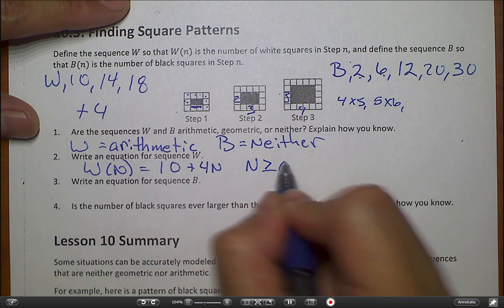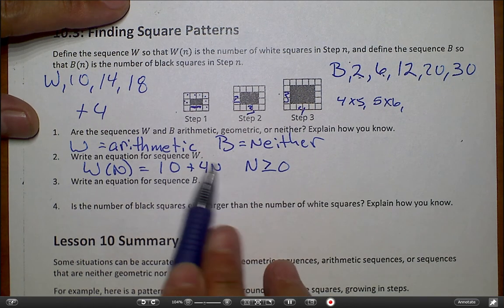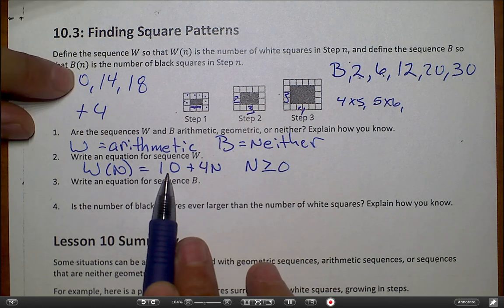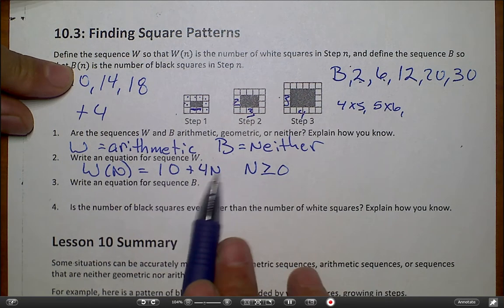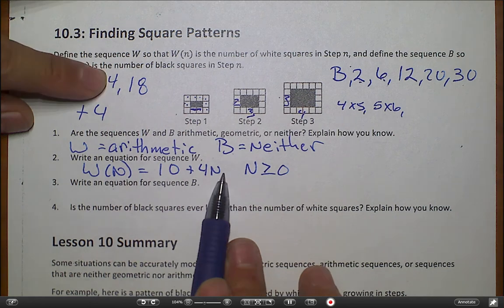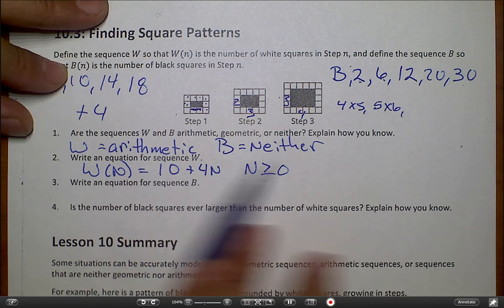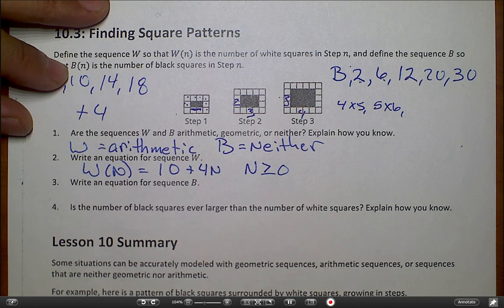It is going to be 0, because 4 times 0 is 0. And 10 is my first number, right? It's 14. Yes. Because if I plug in 1, it would be 14. So that's important there.